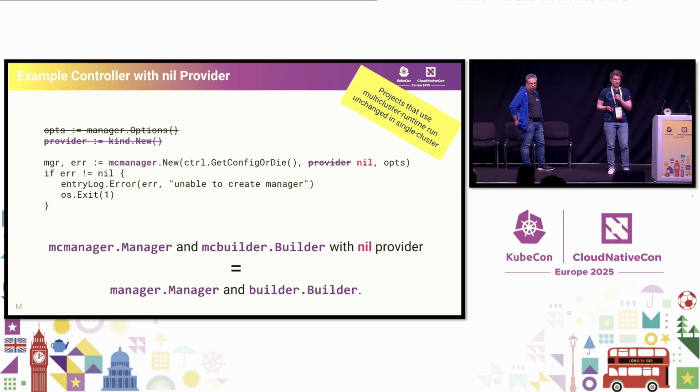And even if you don't know what provider to use yet in your controller, you could adopt this already, because if you set the provider to nil, then you get the same single cluster behavior that you're getting out of controller runtime. So if you don't know yet what provider to use, go with nil. You could already use this, with no change really to what you've been doing with controller runtime already.